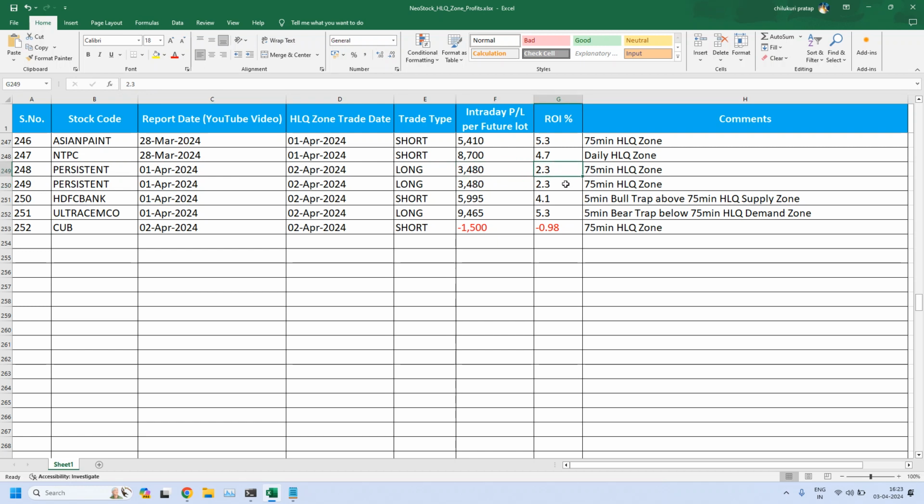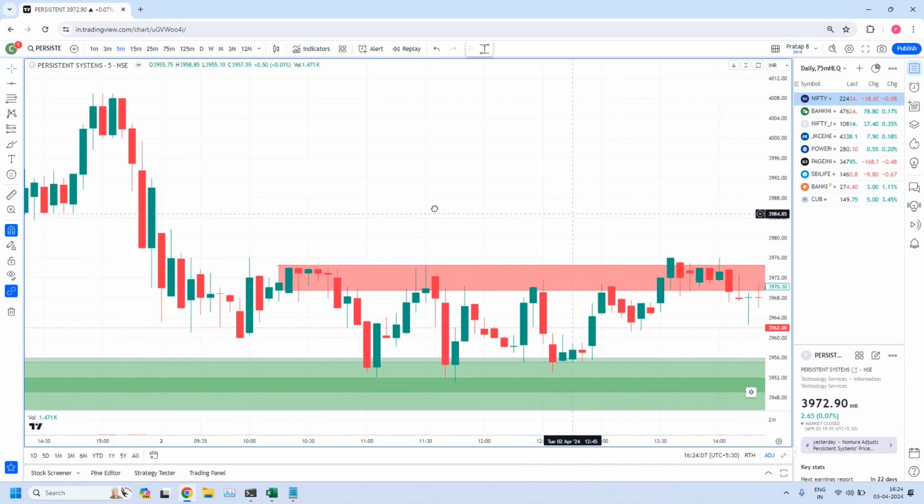And ROA is small, only 2.3%. So this is less than our average ROA of 6%, because from now onwards our average ROA should be considered as 6% till the next 6 months. Okay, even with the small ROA, we got multiple trades. 2.3 twice, you got a 4.6% return from the same stock yesterday.